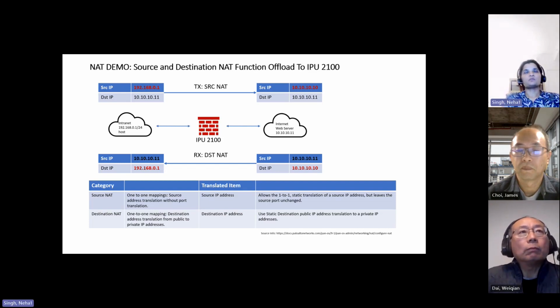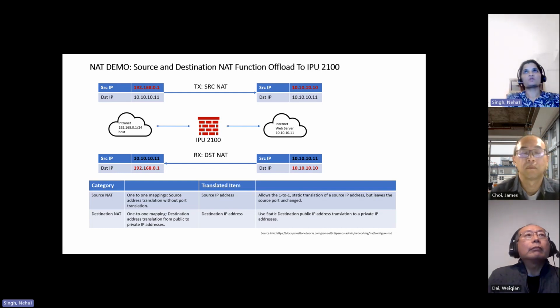So that's the requirement. In this example, what should happen is that at the top of the screen, the source IP address 192.168.0.1 should be modified to 10.10.10.10, which is in our case the outside world. So the IP was acting like your gateway.